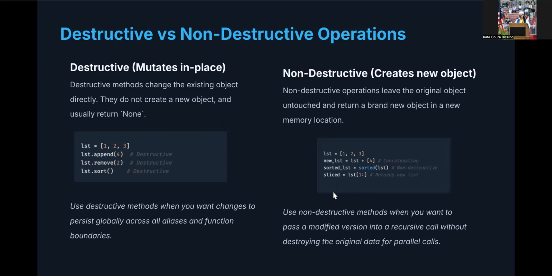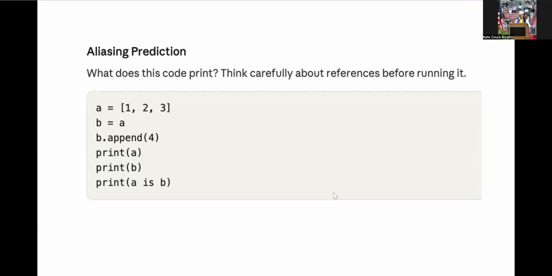Questions? Awesome. All right, so let's talk aliasing. Take a minute to look through this code and think about what's going to be printed in these three print statements at the bottom. And then at the end of it, which lists, if any, are aliased. So take, I'll say, 30 seconds now to look through that, and then we'll go over it.